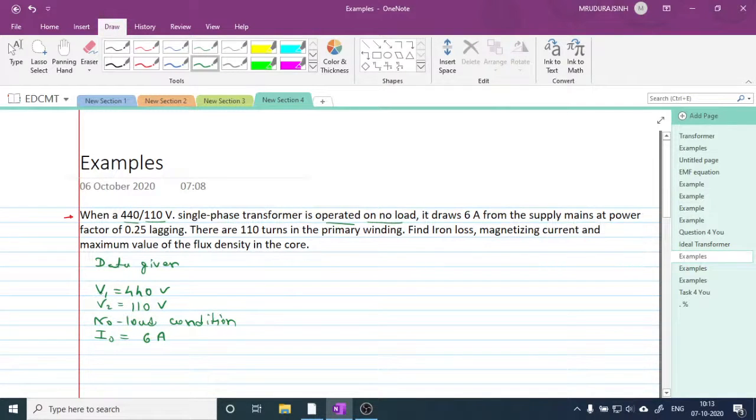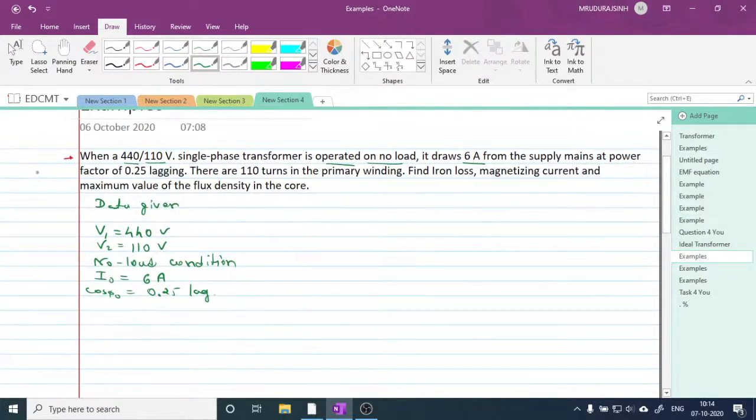So we have written the data. V1 is equal to 440 volt, V2 is equal to 110 volt, the transformer is operated on no load condition, and I0 is equal to 6 ampere, which is basically the no load current of the transformer. The power factor is 0.25 lagging. So this current is drawn at 0.25 lagging power factor. There are 110 turns in primary winding. So N1, the primary winding number of turns, is equal to 110.